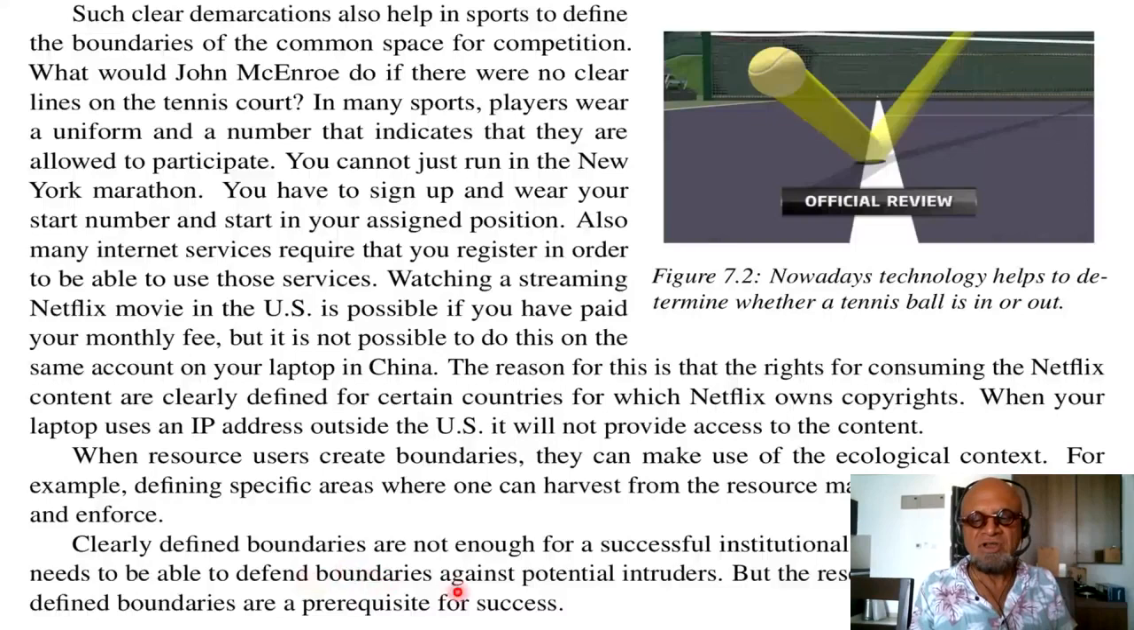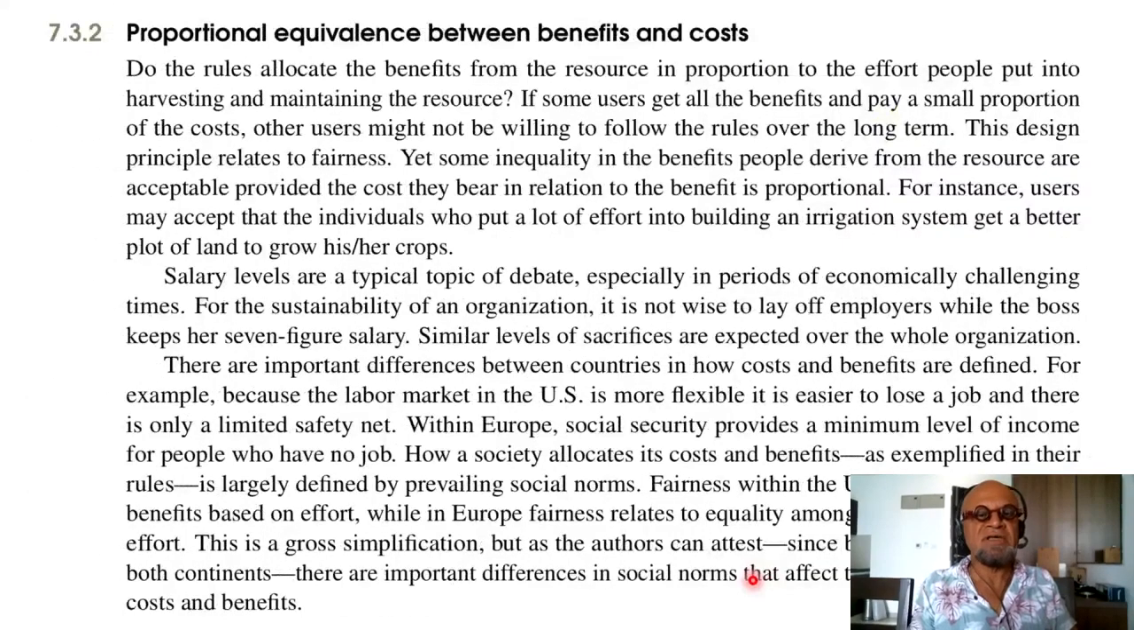Clearly defined boundaries are not enough for a successful institutional arrangement, though. One also needs to be able to defend boundaries against potential intruders. But the research shows that clearly defined boundaries are a prerequisite for success. So if you have a transboundary river, a transboundary forest or anything else, fisheries, you have to have more than just institutional arrangements in terms of defending the boundaries against potential intruders who could be free riders, pirates, and so on and so forth.